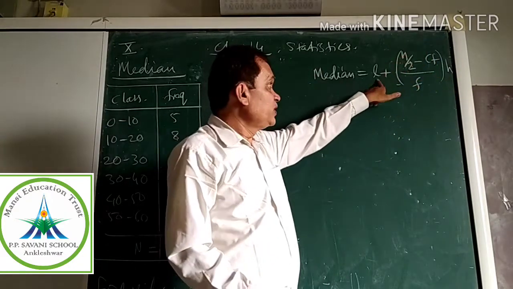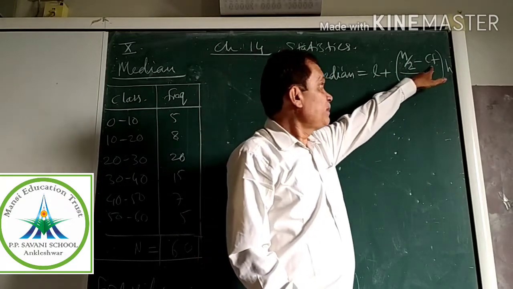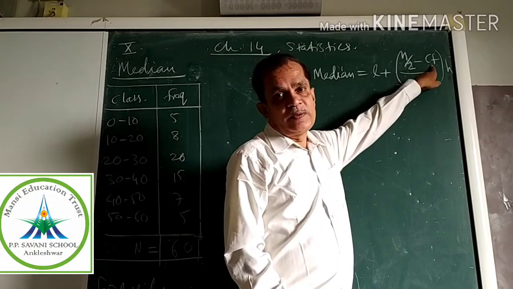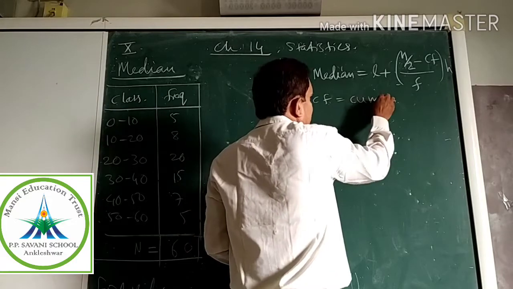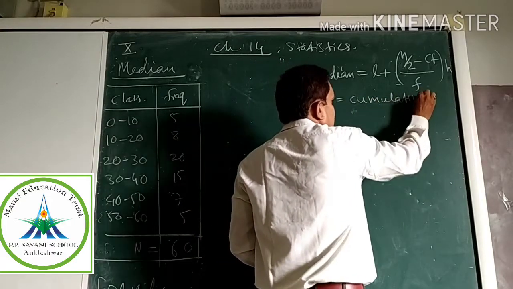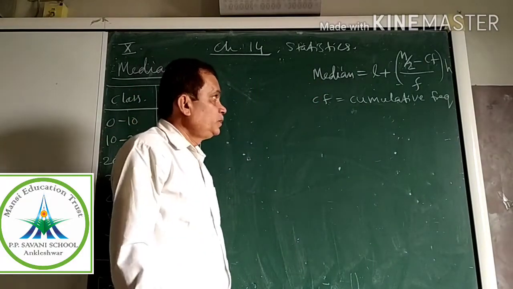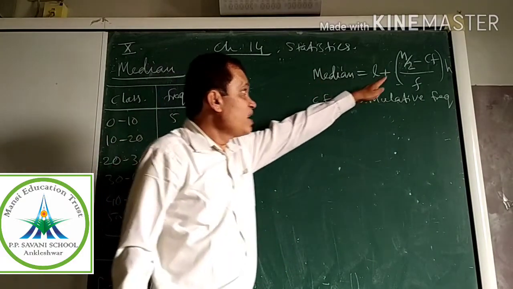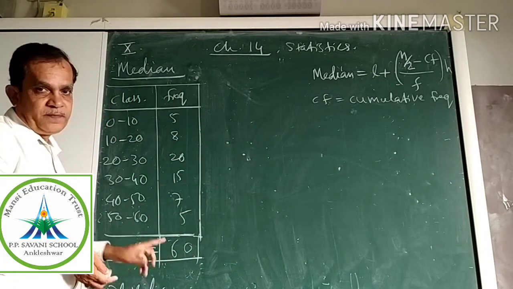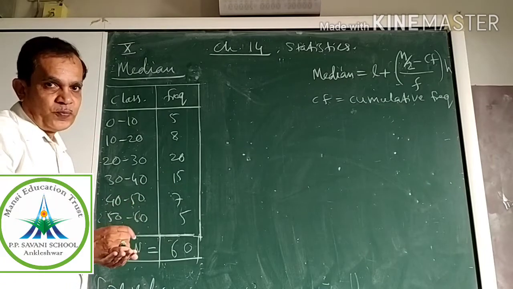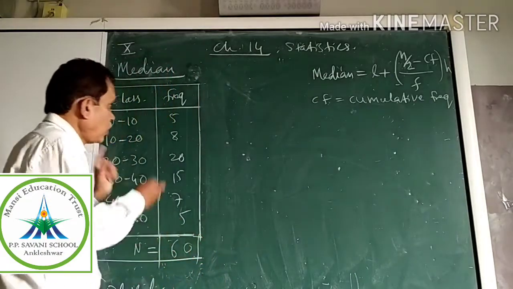Here L means lower limit, H means class size, F is frequency, and CF stands for cumulative frequency. Now, according to the formula, what is required? N. N is the total. In the example, it is written here, N is 60. Now cumulative frequency is required, so we will have to make a column of CF.